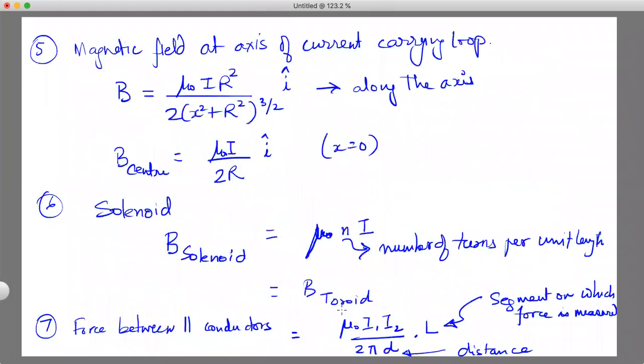Okay, then we have to also remember the relationship of a field at the center of a current carrying loop. Okay, this same thing we will also do using the magnetic moment. Okay, so both the forms can be remembered. Magnetic moment form is a simplified form, we will see that also. Okay, and at the center is a special case where we put x is equal to 0.